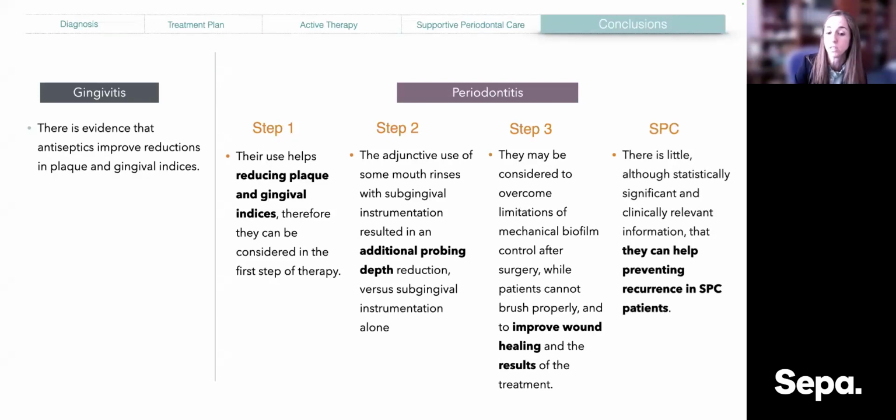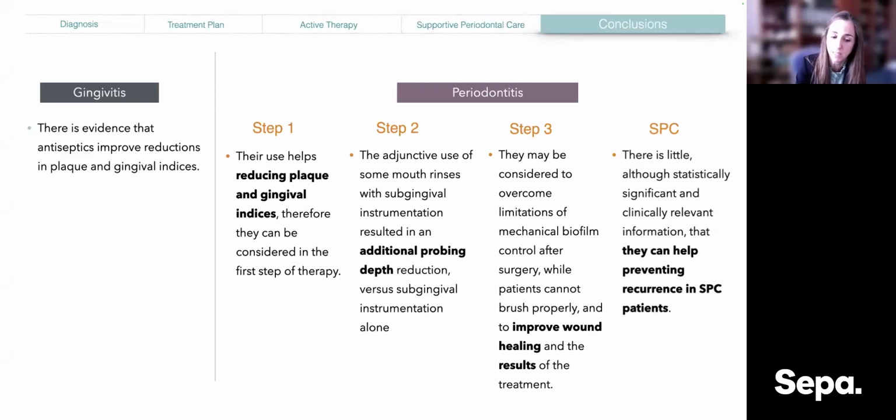So antiseptics may be considered in this second step of treatment, especially in patients with a compromised general health. In step 3, the surgical step, when mechanical plaque control is limited, antiseptics in mouth rinses probably can represent an aid to promote healing. It has been shown that they promote some improvement in clinical outcomes. So despite past concerns about the negative effect that antiseptics were known to have on fibroblasts, it is not any longer a concern, and antiseptics can be considered in this third step of treatment.